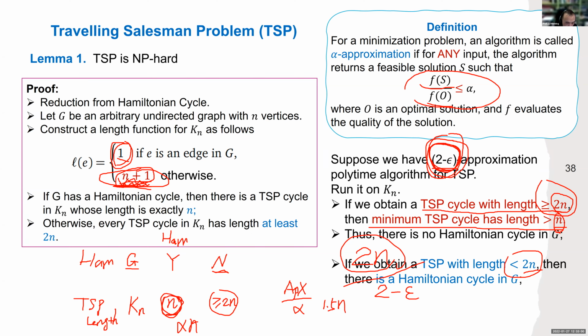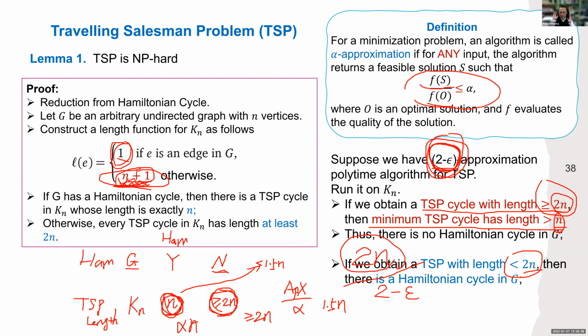Okay, in other words, if your optimal is n, then the actual value obtained by the approximation algorithm is less than 1.5n. Okay, it's less than this, because of the approximation ratio definition, right? Okay, now if your value is larger than or equal to 2n, now you know the approximation algorithm's output will not be better than 2n, right? So if your optimal is something like this, then the value you get will be at least 2n.